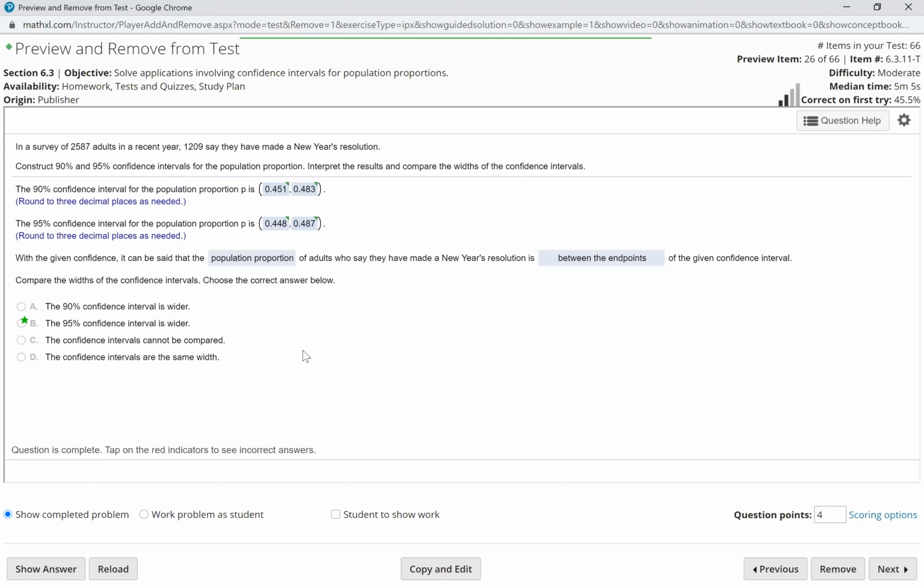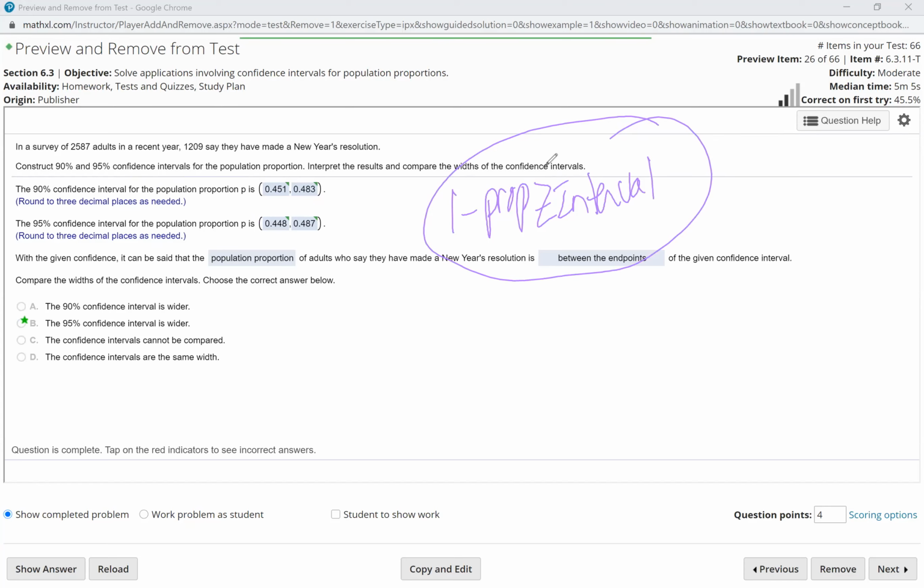Okay, in a survey, now we're doing the proportion interval, 1 prop Z interval. Just a friendly warning, this is not the order you're gonna see questions on the final exam. There are gonna be different orders for every single student. In a survey of 2,587 adults in a recent year, 1,209 say that they have made a New Year's resolution. Construct a 90 and 95% interval.